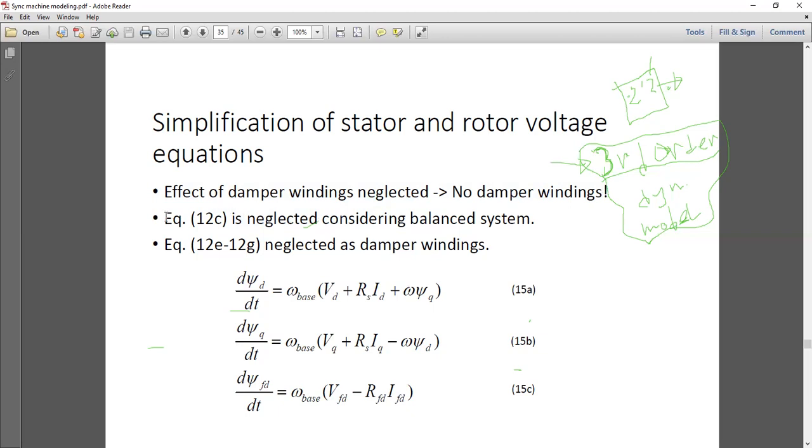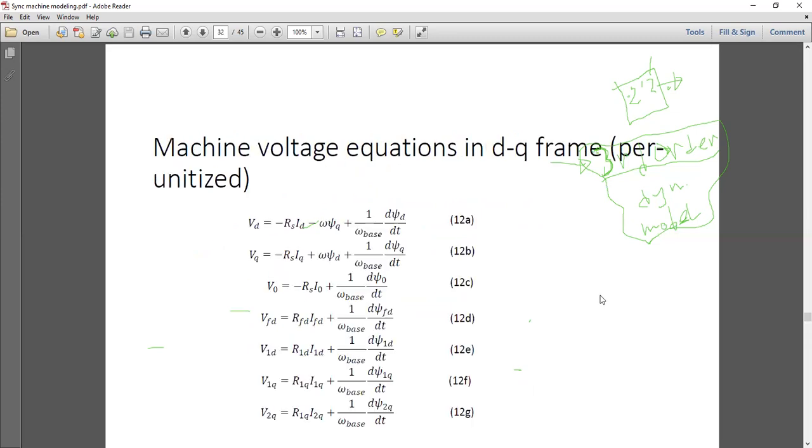And we also said earlier, and that stays for the future steps, that we are still considering that we have a balanced system. So if we have a balanced system, then what do we get? We get this part equal to 0, because in the balanced system, you don't have any zero component current. And of course, this d psi over dt, under steady state, will be 0. And the main thing is that V0 will be 0. There is no zero component voltage also. So this 12C we will not use anymore.